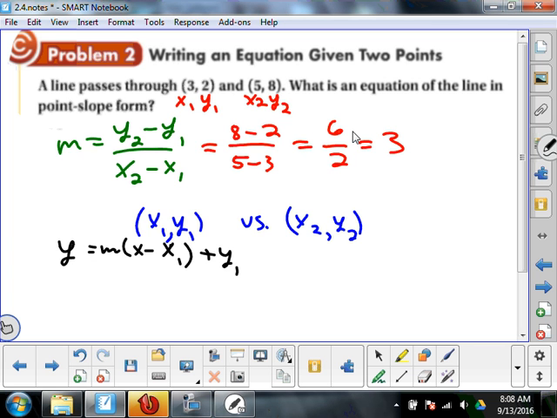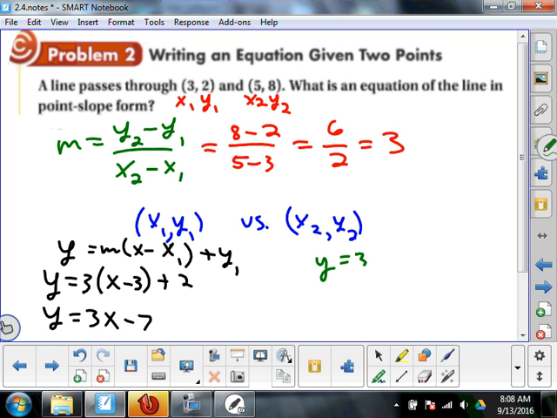There we go. Okay. So if we use the 3 and the 2, we're going to have y equals 3 times x minus 3 plus 2. So what do we get? We get 3x. I'm going to skip a step here. 3 times negative 3 is negative 9, and what's negative 9 plus 2? That's going to be negative 7, right? So if we do the math right, if we use the other point, not that we have to, y equals 3 times x minus 5 plus 8, that's going to be 3x minus 15 plus 8. Oh, dude, it's the same answer.